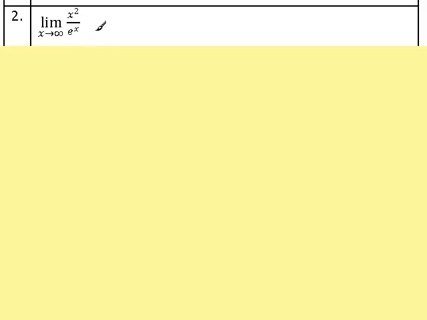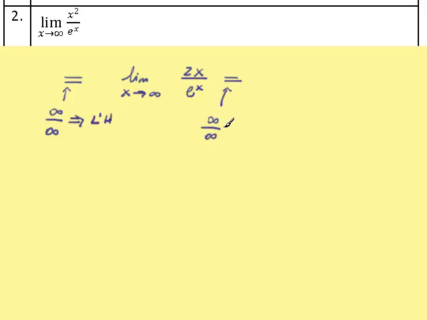In number 2, we have another limit where the numerator tends to infinity, and so does the denominator. So right away we'll apply L'Hopital, and we're going to justify it with this little statement, infinity over infinity, so we're going to use L'Hopital. All right, and here we go. So the derivative of the numerator, and the derivative of the denominator is just e to the x. And just one more time we'll do it. This is another infinity over infinity limit. So once again, L'Hopital.